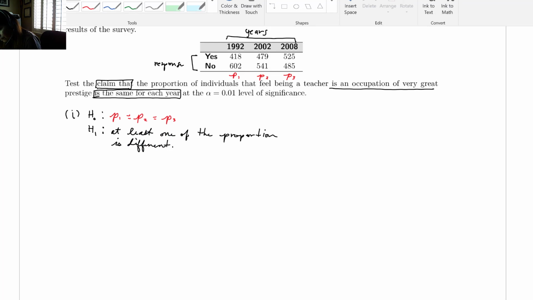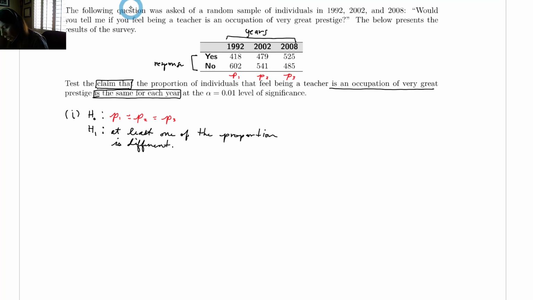Let me do it in a different color, maybe green. It says the claim is that the proportion is the same each year. The same means not that one of them is different, but that they're equal. So the claim here, once again, is our null hypothesis. Okay.